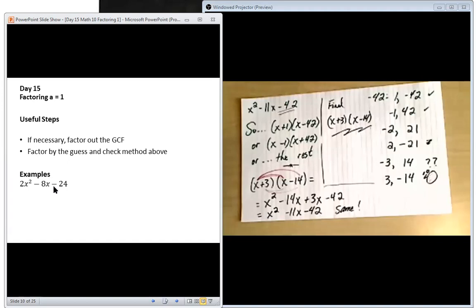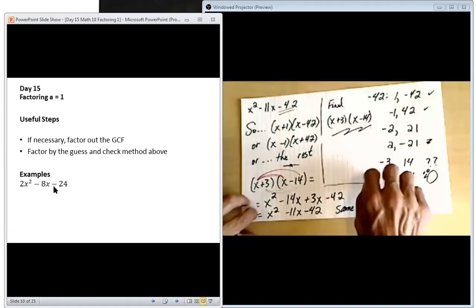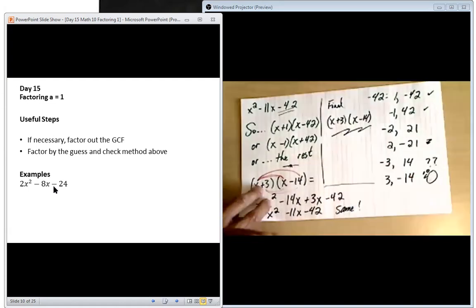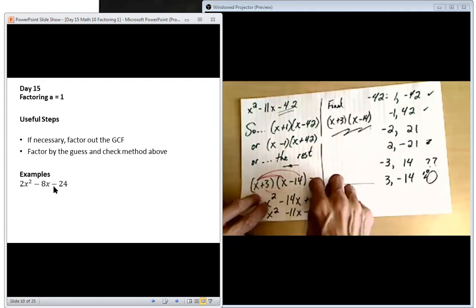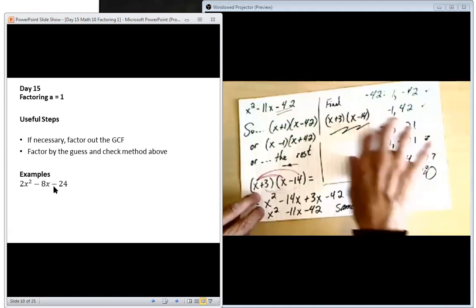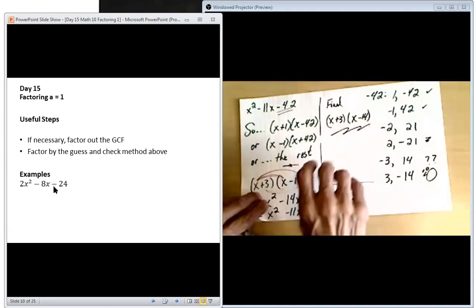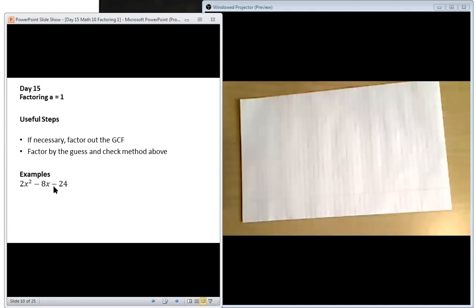This last one here. Just looking at the clock, all right? We have a GCF in this one. So we have to do what we did last day first, then we do this. Okay, so I'll show you the first part.